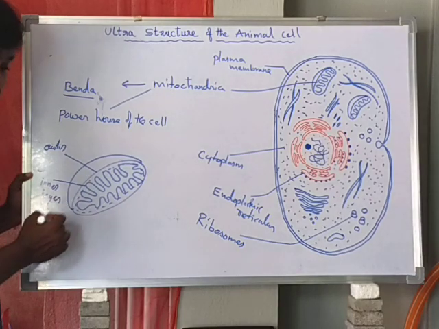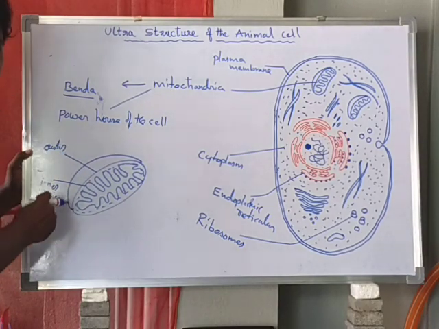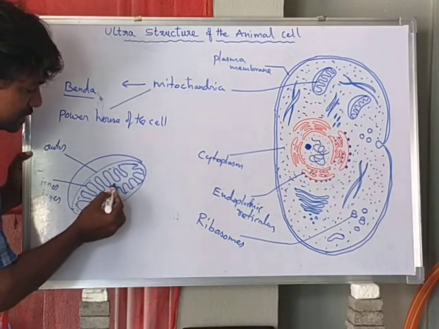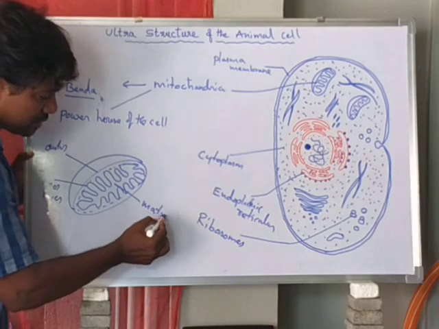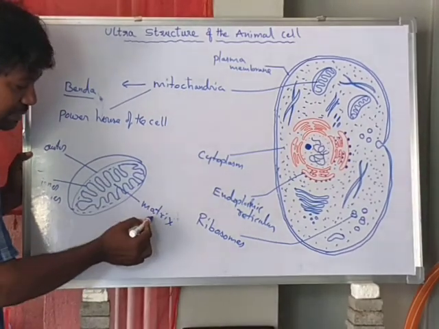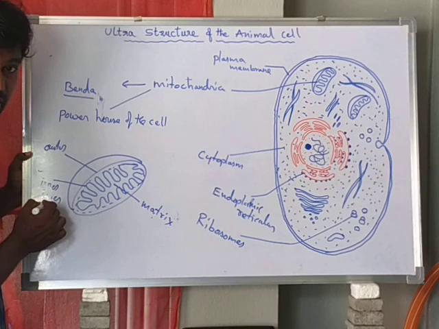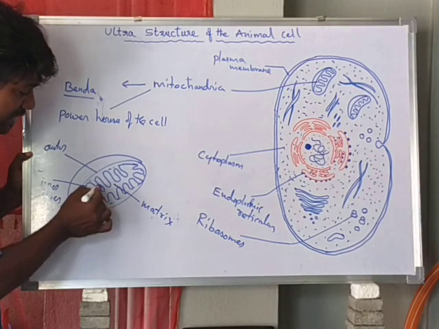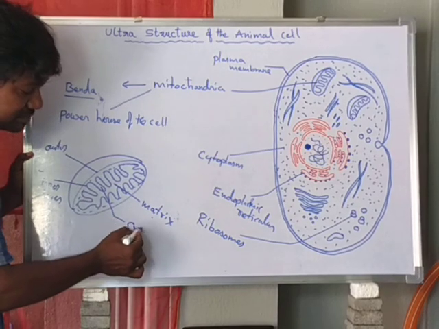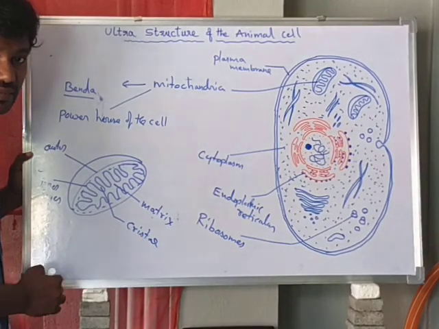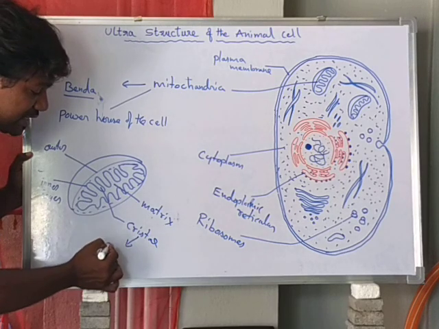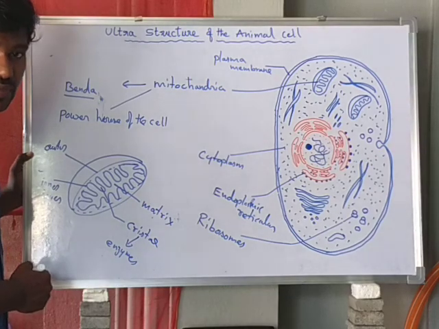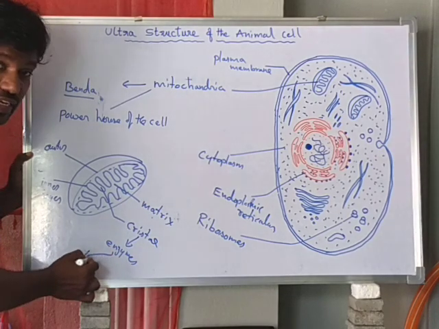The inner layer has folded structures. It gives off projections into the matrix, so this is the matrix inside the mitochondria. These folded structures are called cristae. Cristae contain many respiratory enzymes, which are responsible for respiration.